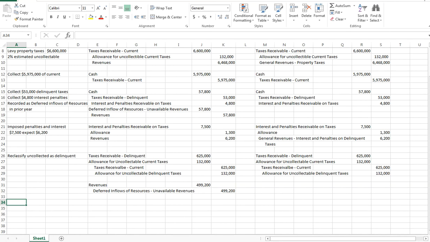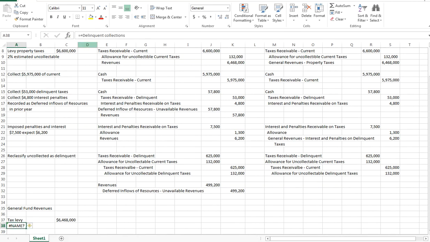And then the last thing we're going to do is do a schedule of property tax revenue. And so we're going to start with the general fund. And we have tax levy, which is $6,468,000. And that number is right here, these revenues. And then we have delinquent collections. And we're going to add those delinquent collections of $57,800.